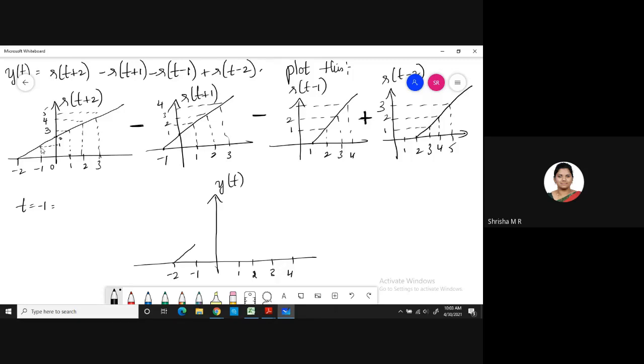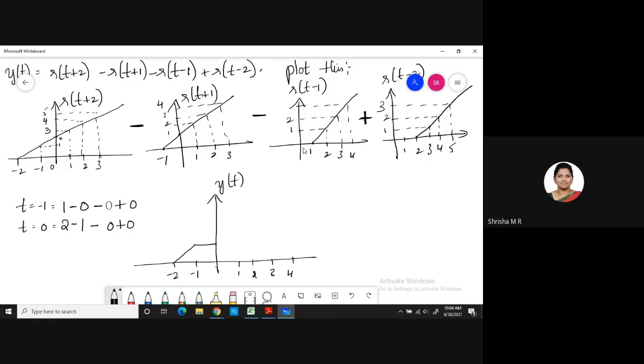So at t is equal to minus 1, in r of t plus 2, minus 1 is at 1. And r of t plus 1 is at 0. And in r of t minus 1, there is no signal at minus 1. At t is equal to minus 1, the signal will be at 1 only. So at t is equal to 0, check the amplitude. In r of t plus 2, the amplitude is 2. In r of t plus 1, the amplitude is 1, minus, and in r of t minus 1, at 0 you have amplitude 0. Okay, 2 minus 1 will be 1 only.